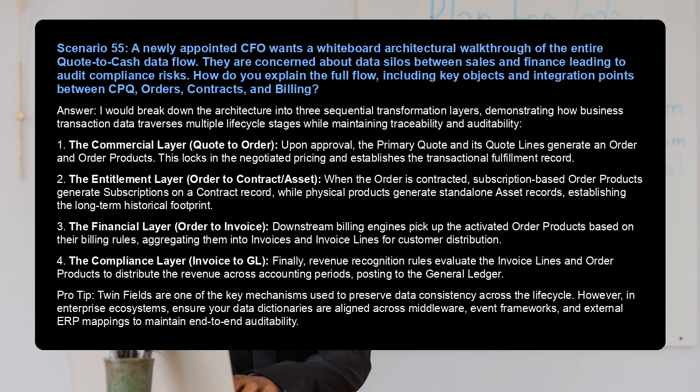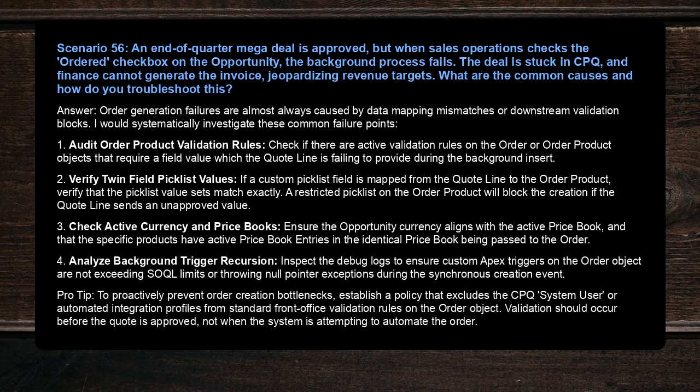4. The compliance layer, invoice to GL. Finally, revenue recognition rules evaluate the invoice lines and order products to distribute the revenue across accounting periods, posting to the general ledger. Pro tip: twin fields are one of the key mechanisms used to preserve data consistency across the lifecycle. However, in enterprise ecosystems, ensure your data dictionaries are aligned across middleware, event frameworks, and external ERP mappings to maintain end-to-end auditability.